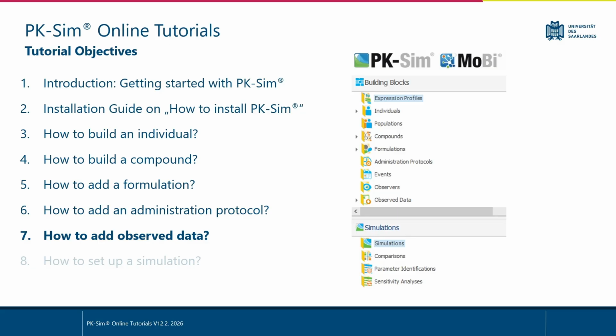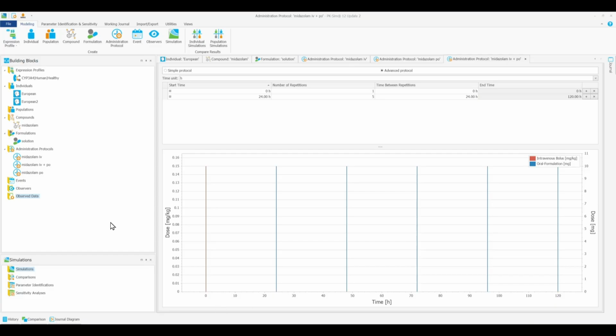In this video, we will show you how to add observed data in PKSim. To add observed data, right-click on Observed Data in the Building Block Explorer. You can choose Add Observed Data to import your data, or Add Observed Data for, and then select the compound of your choice. Both options work the same way. However, by choosing the second option, your compound is already predefined. Hover over Add Observed Data for and select midazolam.